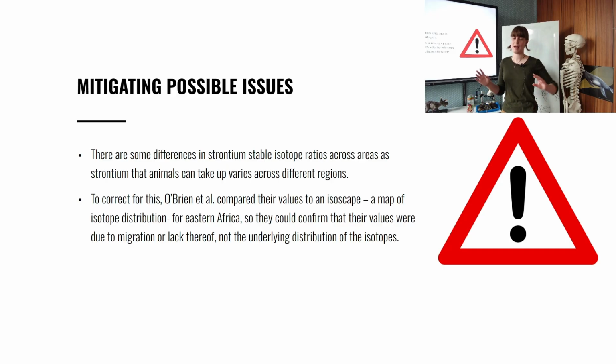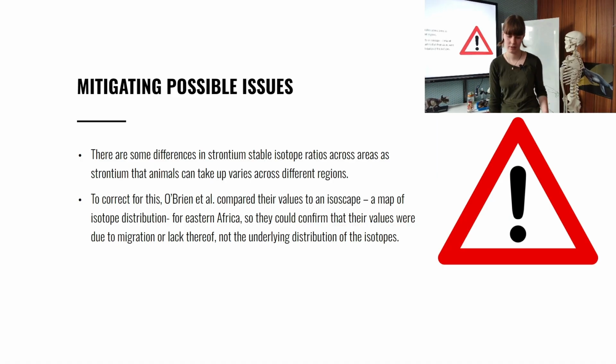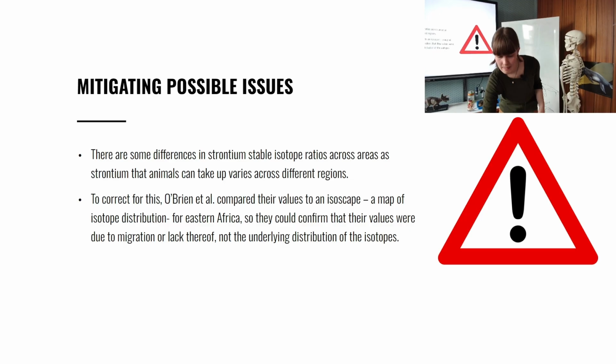And so this is a map of isotope distribution. I've got one on the next slide just to show you. And that means that they could confirm if any outlying strontium values were a sign of migration or just a sign of a slightly higher level of bioavailable strontium.